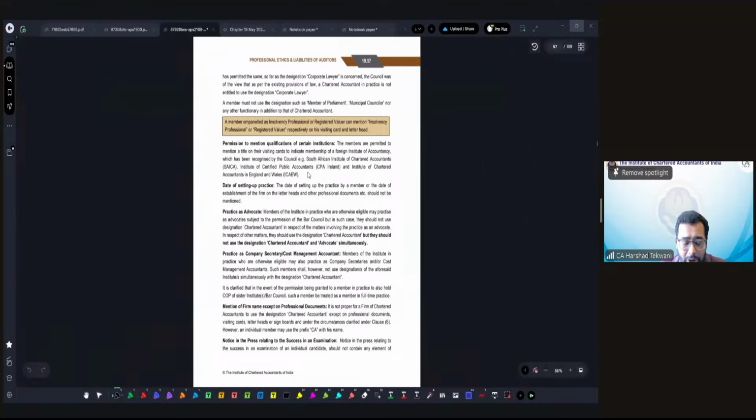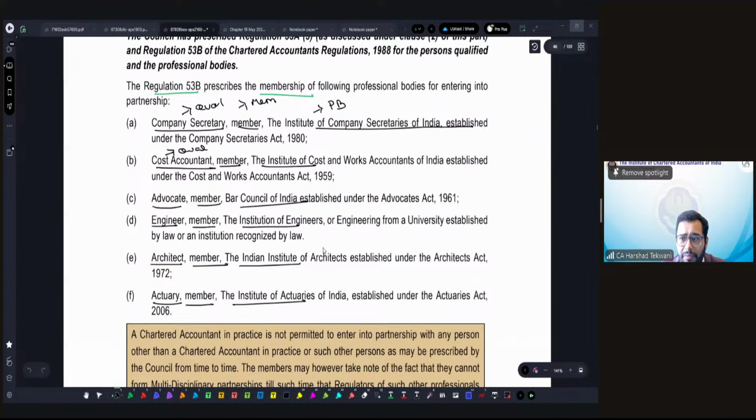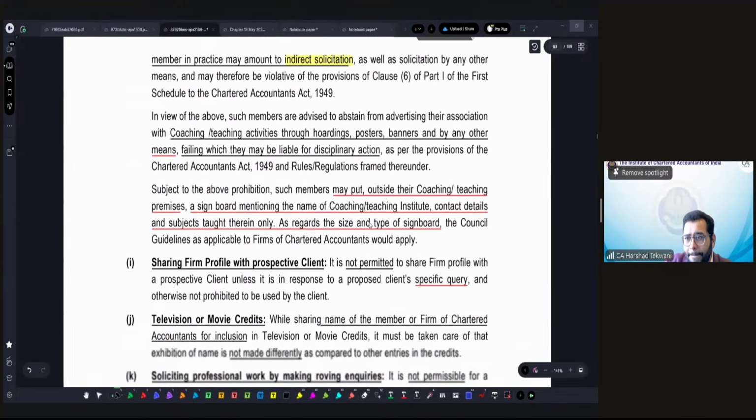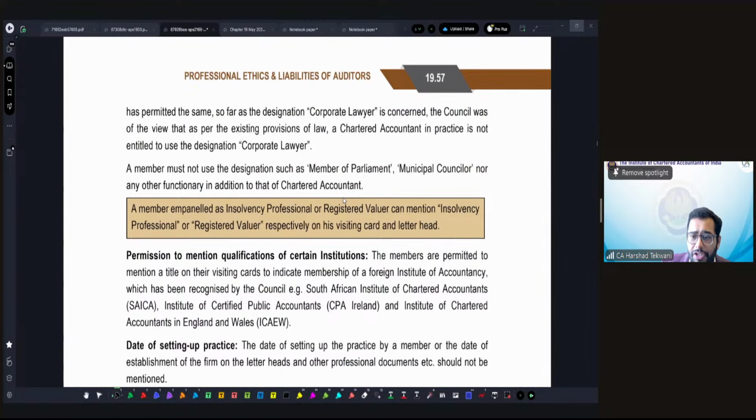So come to page number 19.57. Over there you will see a box which talks about what is permitted. That is, if you are a registered insolvency professional or registered valuer, empanelled as an insolvency professional or registered valuer, you can mention insolvency professional or registered valuer on your visiting card and letterhead. That is fine. But otherwise, you cannot.